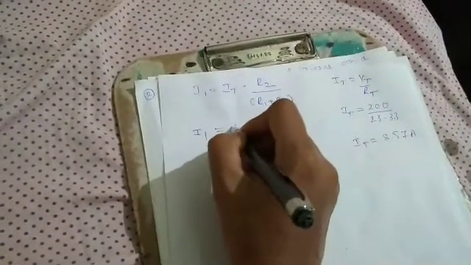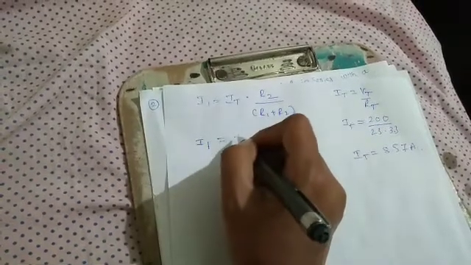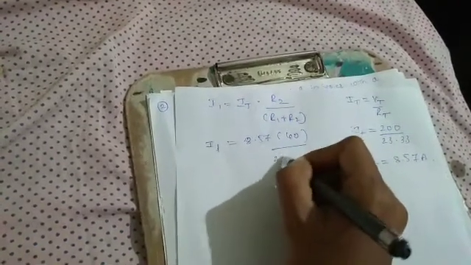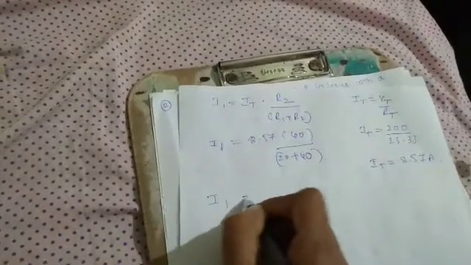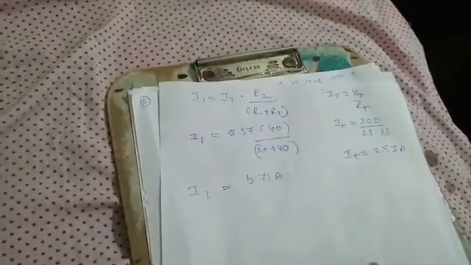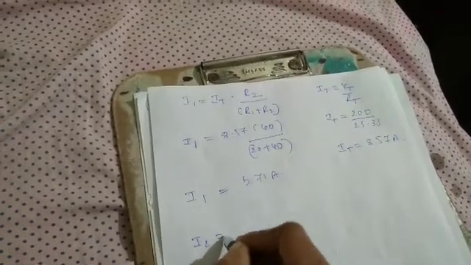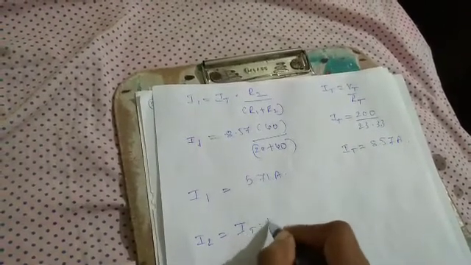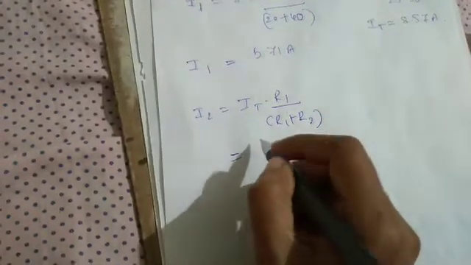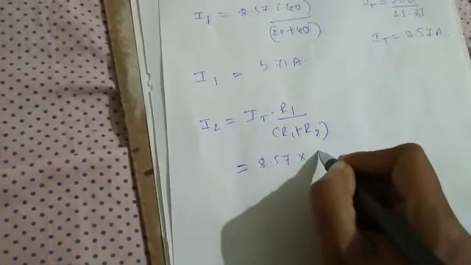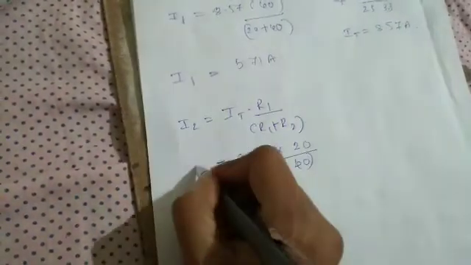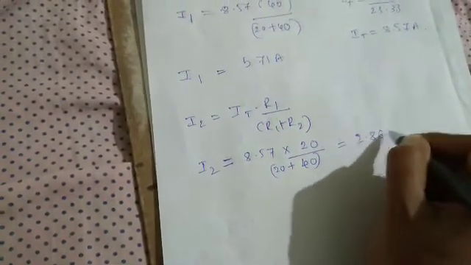Now using the branch current formula, find the R1 branch current and the R2 branch current. I1: total current is 8.5, R2 is 40 ohm, R1 plus R2 is 20 plus 40. Using the calculator, the first branch current I1 is 5.7 ampere. In the same way find I2. I2 is equal to the total current into the opposite resistance, 20, divided by the sum of the resistances, 20 plus 40. Therefore the I2 branch current is 2.86 ampere.